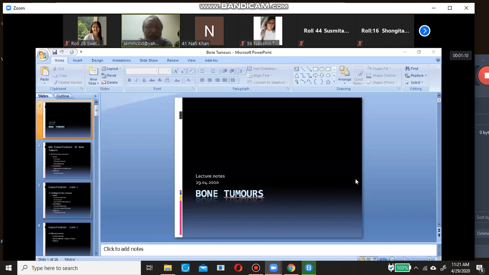Some of the bone tumors are not true tumors. They are hamartomas. They are normal cells, normal tissues, but abnormal arrangement. For example, osteochondroma is an example. Osteochondroma.